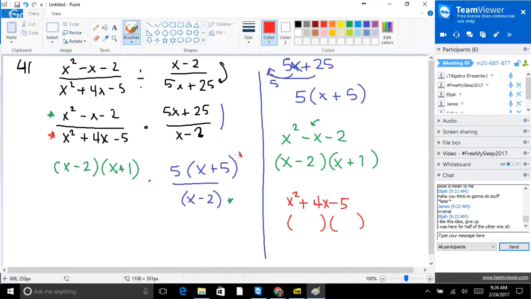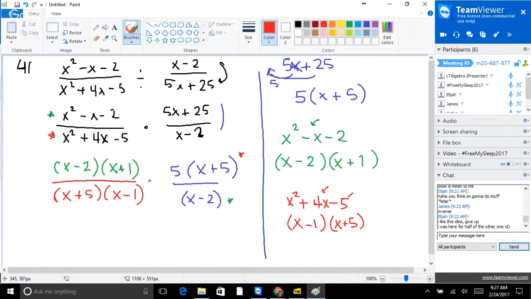I'm hoping for an x plus 5, right? So I've got an x and an x. In order to make 5, it's 1 times 5. That's the only way I can do that. And I want a positive 4, so that works out. Positive 5, negative 1. Okay, so I've got x plus 5, x minus 1.